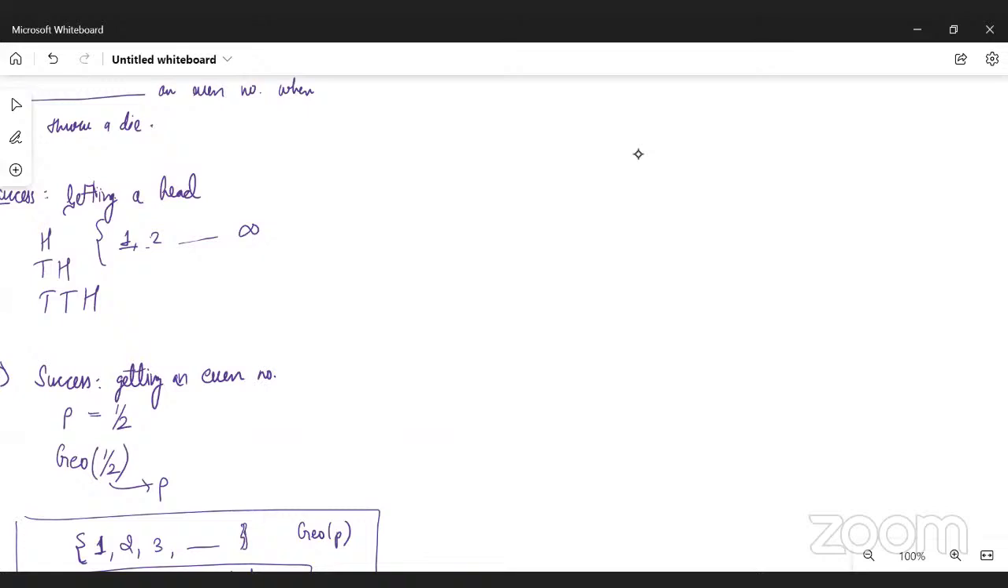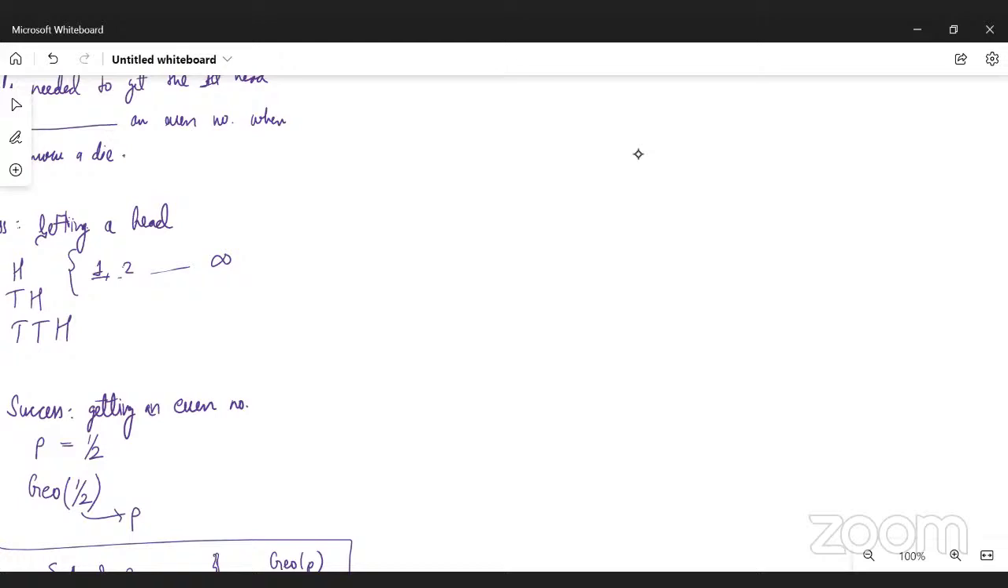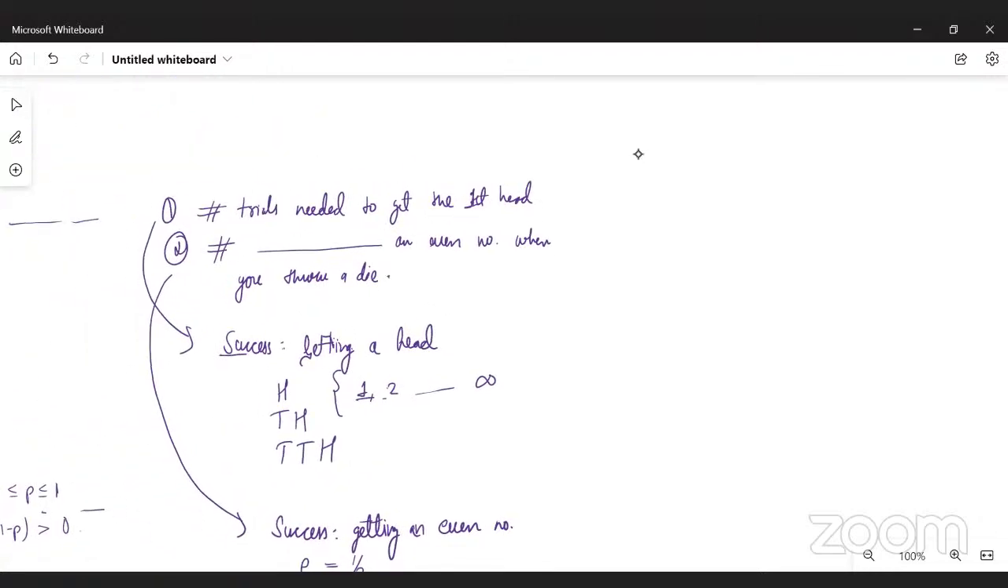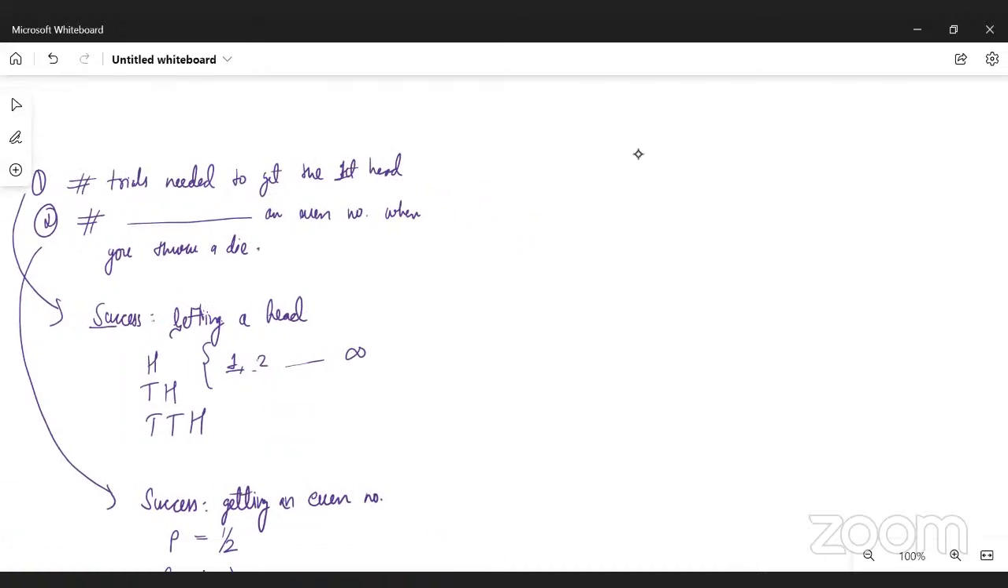But you don't know the n. In geometric, you don't know what your n is. You just know you have a Bernoulli trial and you repeat it until you get your first success. Like you had a coin and you're tossing it repeatedly until you get the first head. Getting a head was a success.